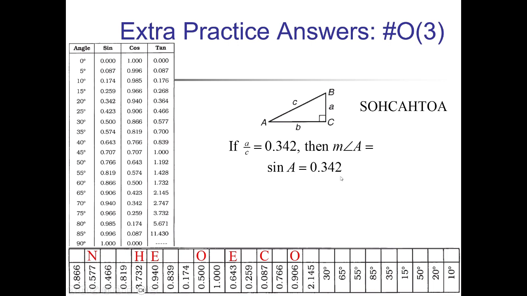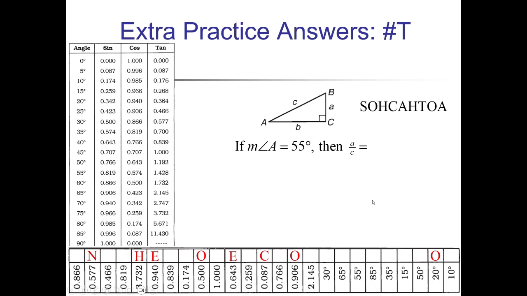So what we need to do is look up 0.342 in the sine column and see what angle goes with that. So here's my sine column. I'm just searching for 0.342. It's right there, and that goes with an angle of 20 degrees. So that means measure of angle A is 20, and we're going to put an O. This is our third O now. We're going to put an O next to 20 degrees right here.